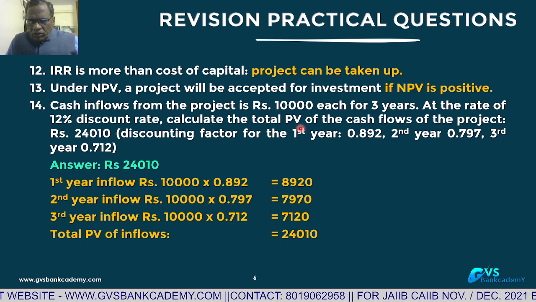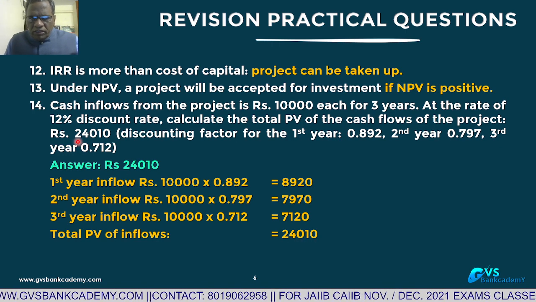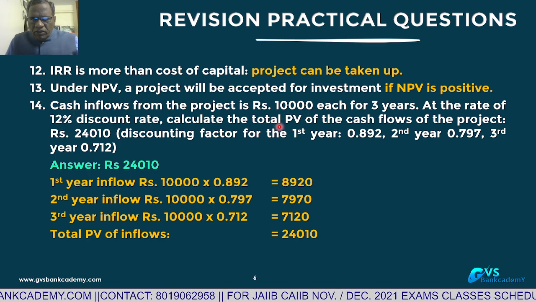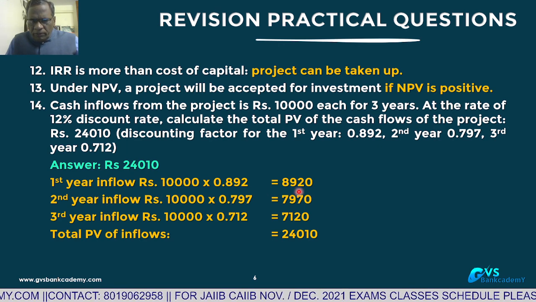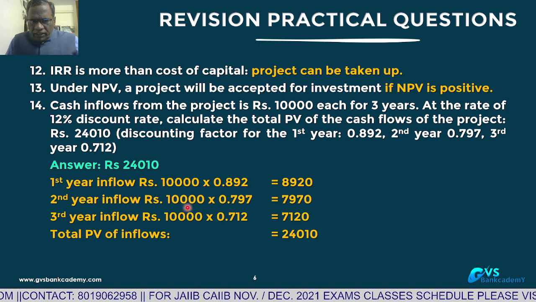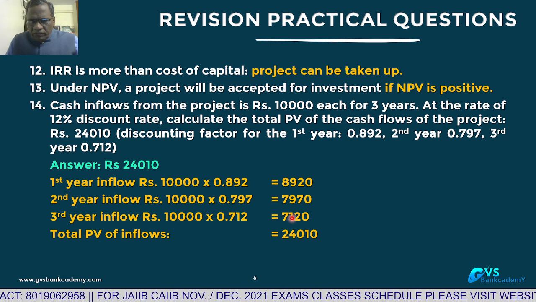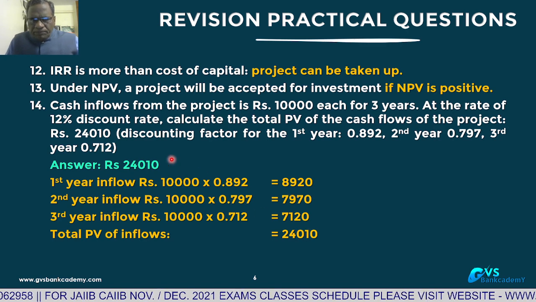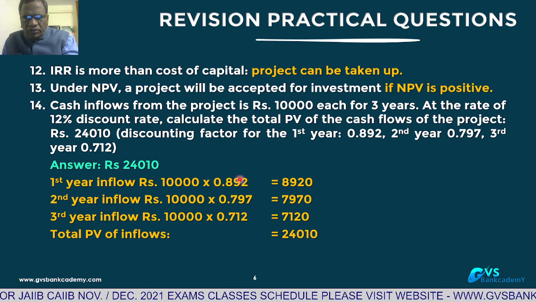The total present value of these 10,000 inflows is 24,010 rupees. That is the answer. Discounting at the rate of discounting, you have to calculate in this manner. This is the future value after 1 year, this is the present value. This is the future value at the end of the second year, this is the present value. This is the future value at the end of the third year, this is the present value. Total of present values, you can club: 24,010. This is also a very, very important model for these exams.